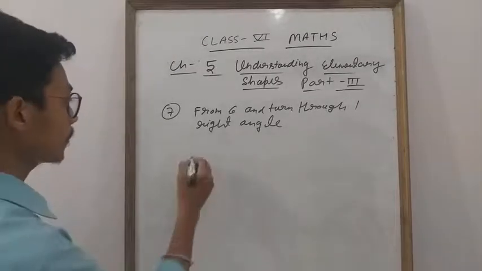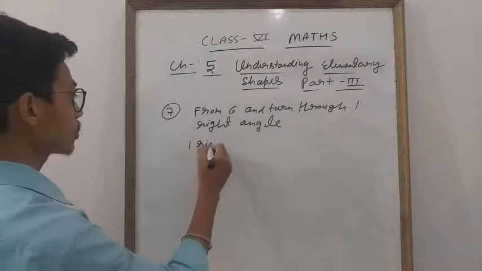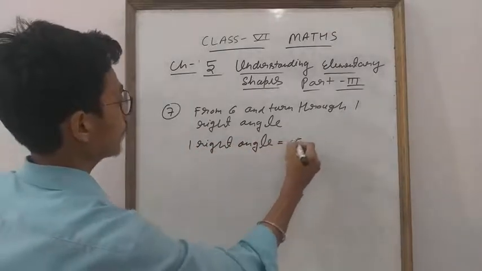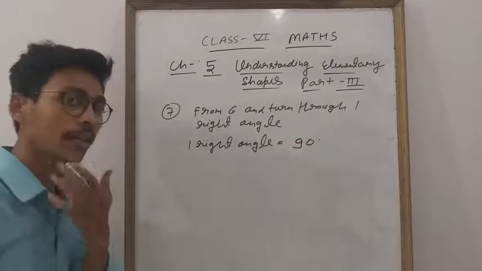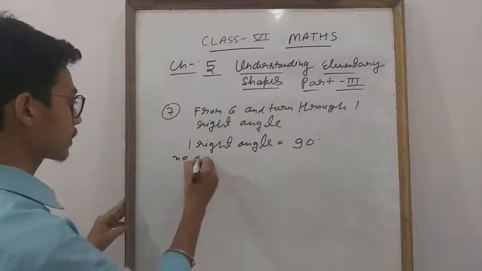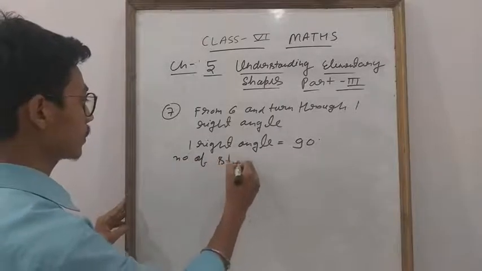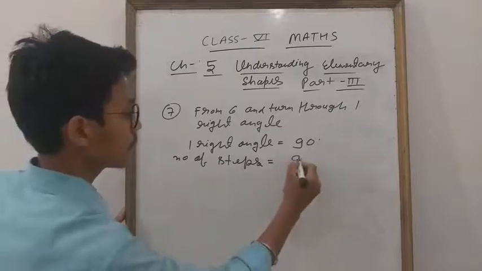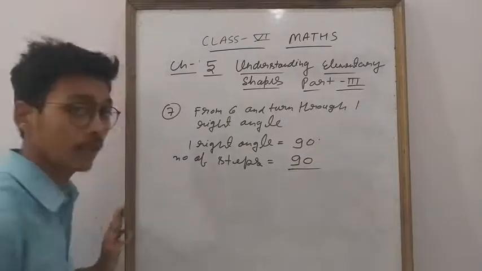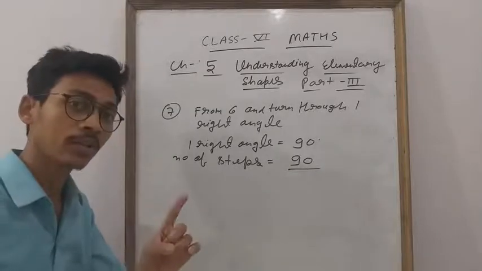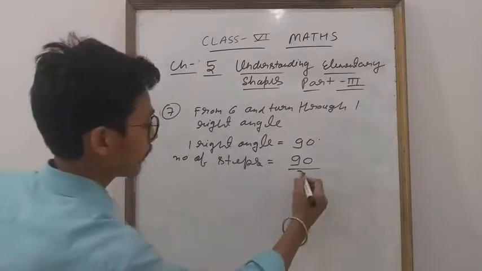Now you know, student, that one right angle means 90 degrees. Everyone knows 2 right angles means 180 degrees. So first you will find out the number of steps. Number of steps, student, what? 90, it is given. Now you will divide it by what? Remember, analyze that 1 step is equal to what? 30 degrees. So you will divide it by 30 degrees.